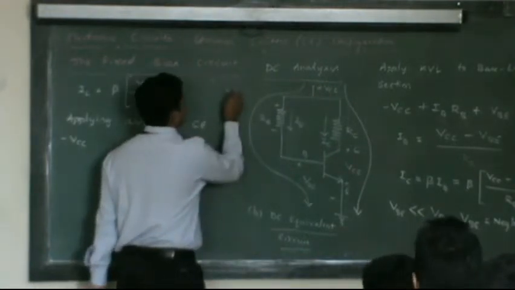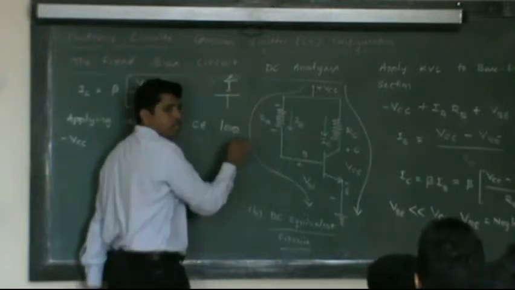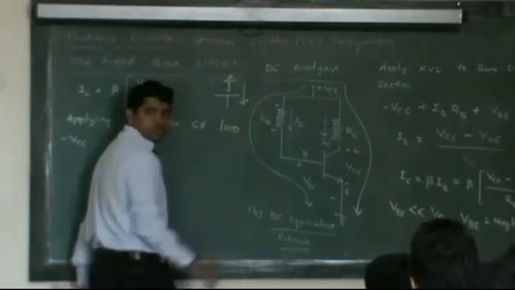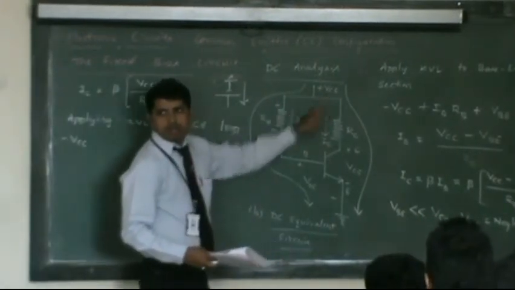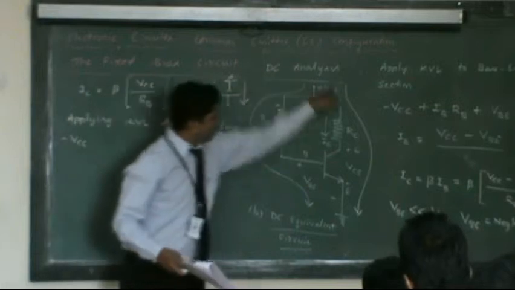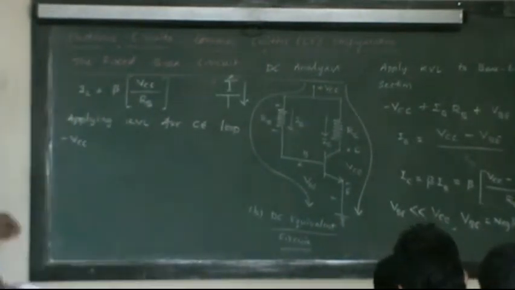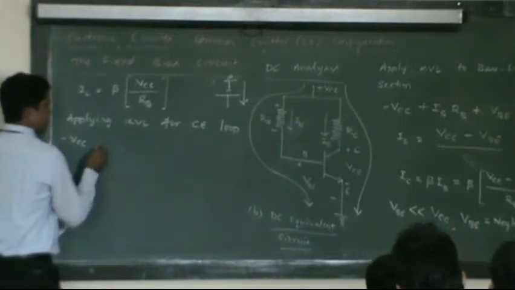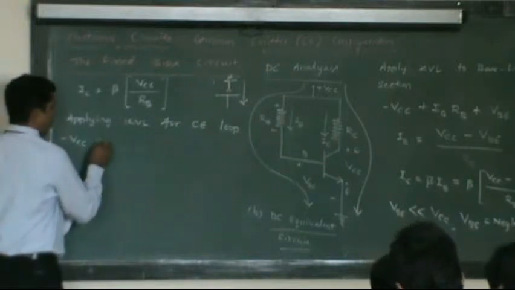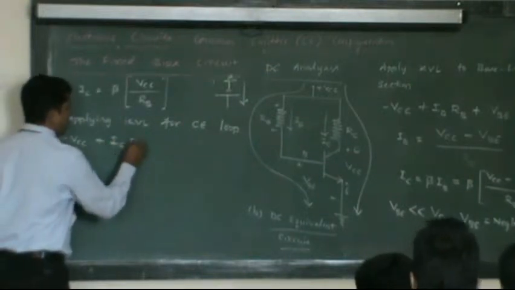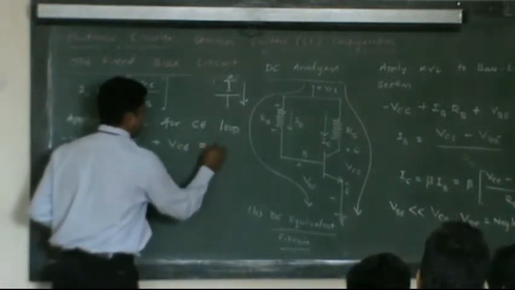Actually, this is going to be like this. Don't get confused. My ground is here, and I start like this. The only thing is I showed the positive here. Where does the ground come? It comes here. Fine. So minus VCC. Look at the circuit, collector emitter section. Plus IC times RC, plus VCE, which is equal to 0.